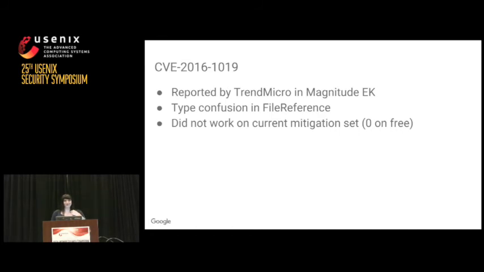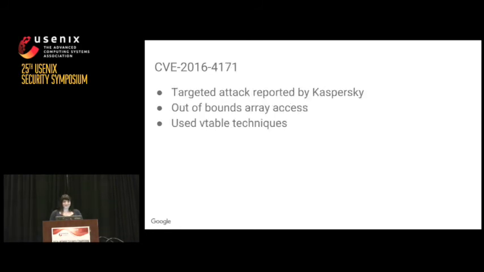But it only worked on old versions of Flash, and that was because the people who had written this exploit weren't able to make it work with the new mitigation set. So that was kind of cool. The 0-day was reported, but even though they had an unknown bug, they couldn't make it work. The mitigations had stopped them. So that was interesting. But then there was another 0-day, which did work.